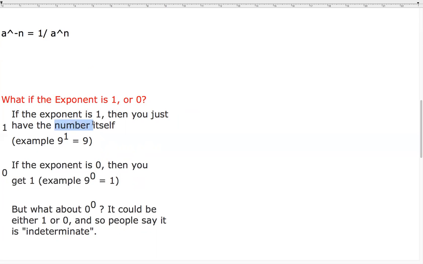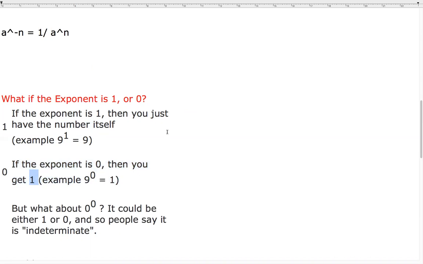If the exponent is 0, then you will get 1. For example, 9 to the power of 0 is 1, and 1000 to the power of 0 is 1. So any number, when it is to the power of 0, the answer is going to be 1. You got it? The answer is going to be 1.